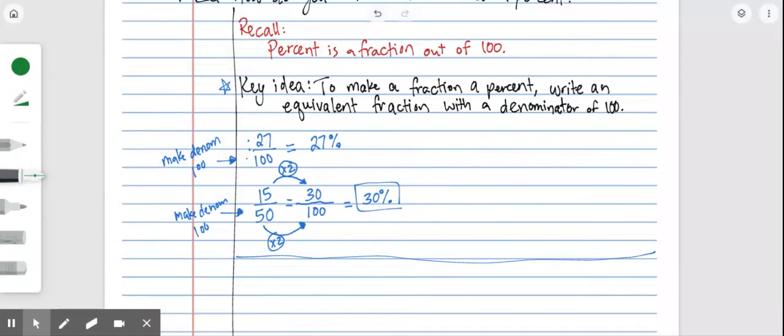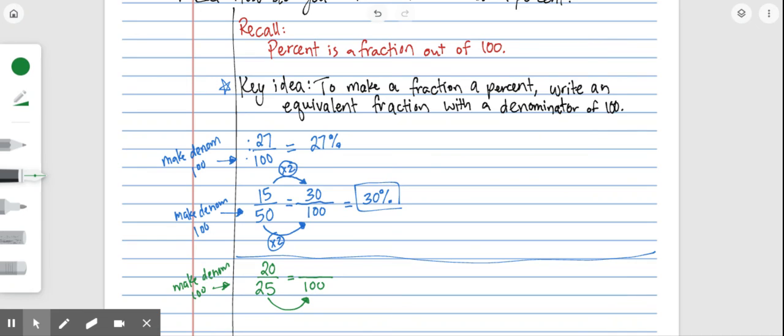Okay, let's do, what if you have the fraction 20 out of 25, or 20 25ths? Okay, again, the first thing I want to do is make the denominator 100, because I need a fraction out of 100. So I'm going to write is equal to a fraction with 100 in the denominator. So now I'm going to find equivalent fractions. How many groups of 25 go into 100? How many times 25 equals 100?